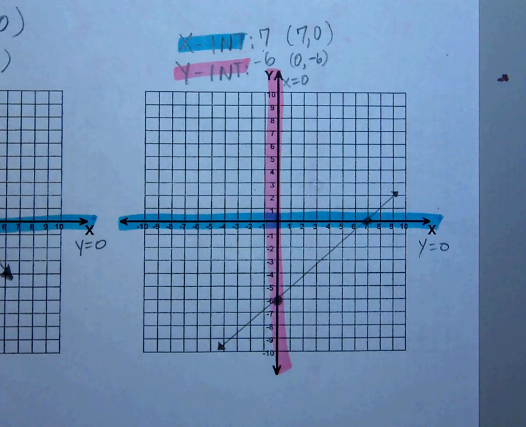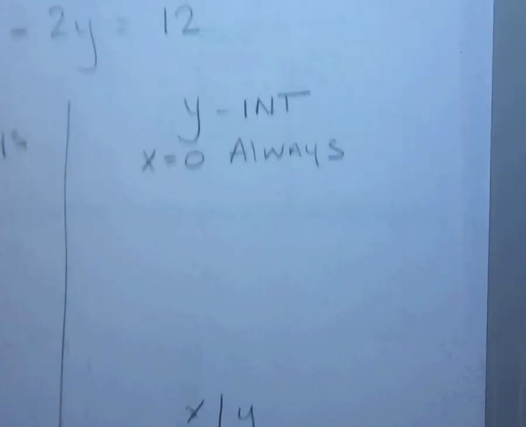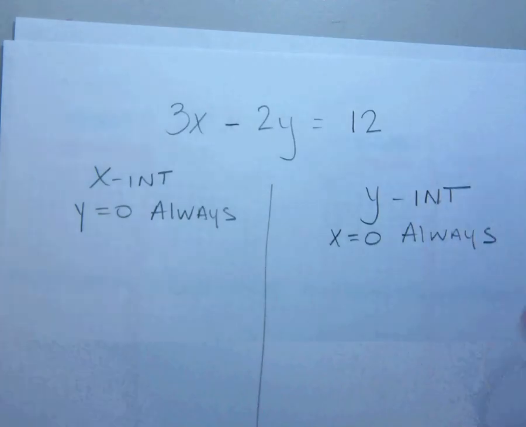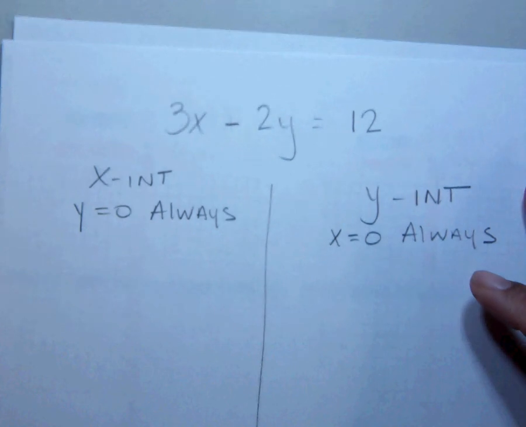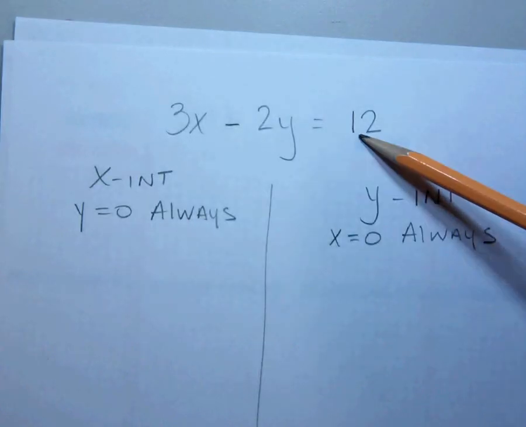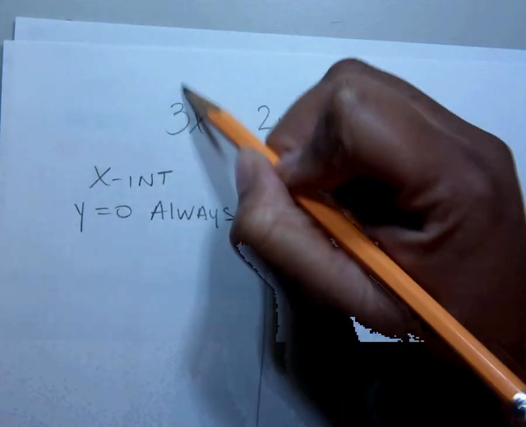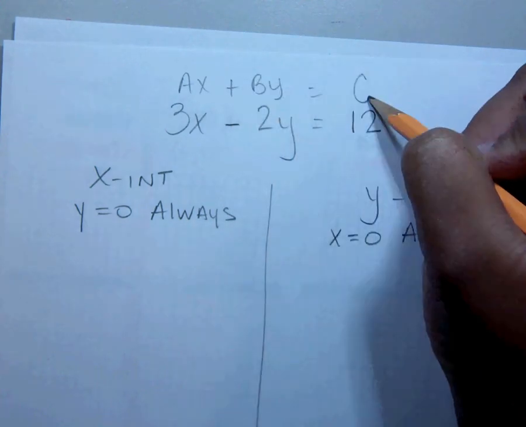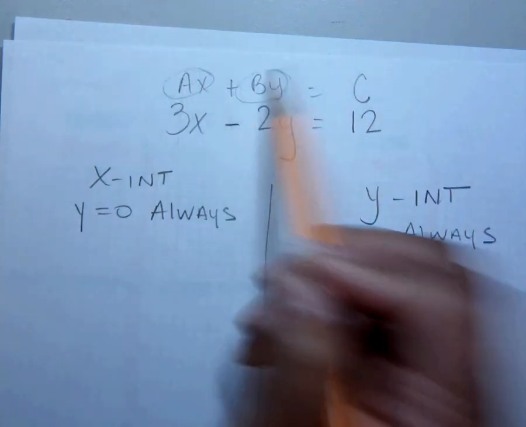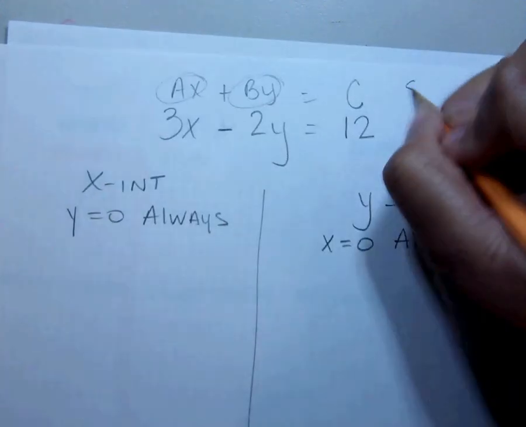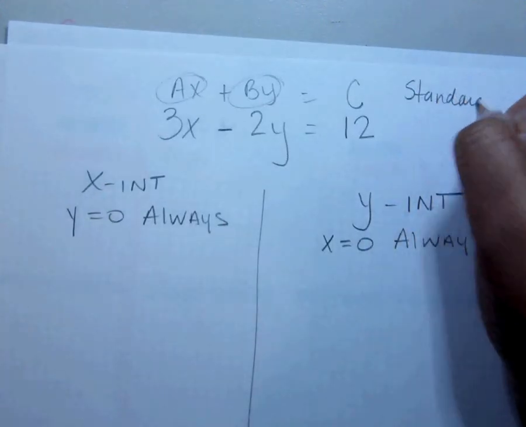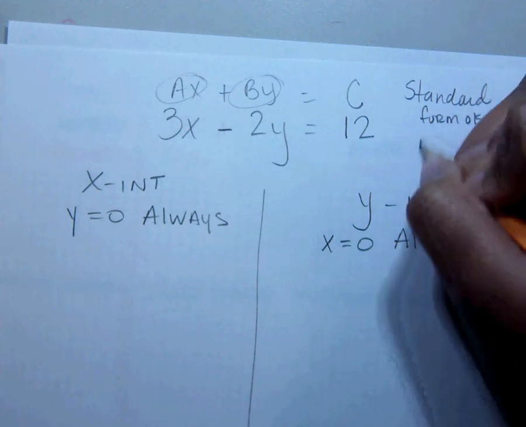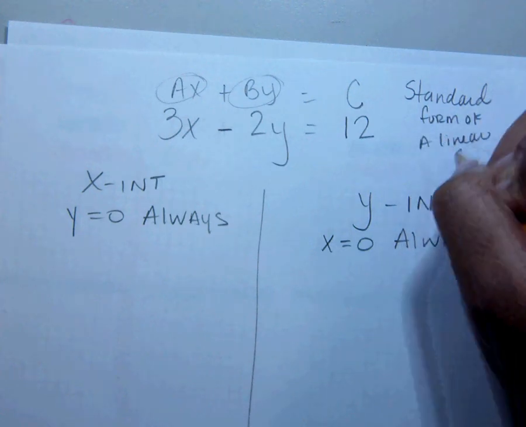Now let's look at how to solve for the X and Y intercept given a linear equation in standard form. This is standard form because it looks like this, which means the X and the Y are both on one side. So this is called standard form of a linear equation.